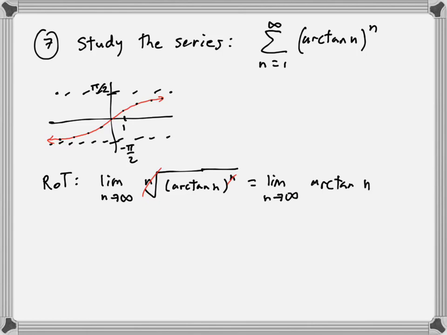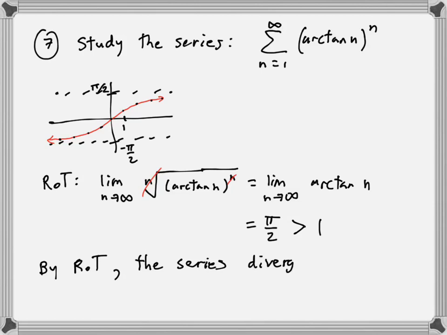What is this limit actually equal to? Well, look at the picture, right? What happens as we go to the right? We approach pi over 2, don't we? This is equal to pi over 2. Is that larger than 1 or not? Well, do pi divided by 2 in your calculator. We know this is going to be larger than 1, right? So we can conclude by the root test, the series diverges.